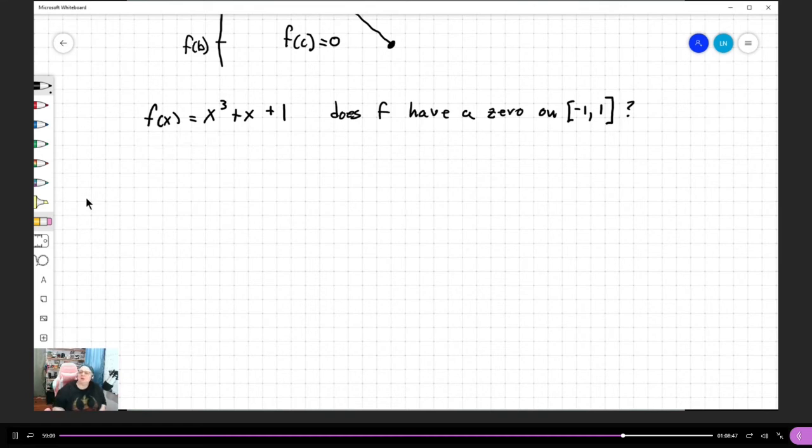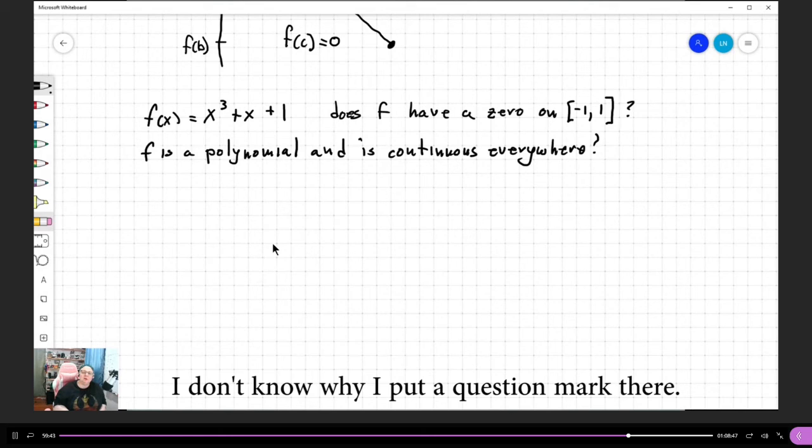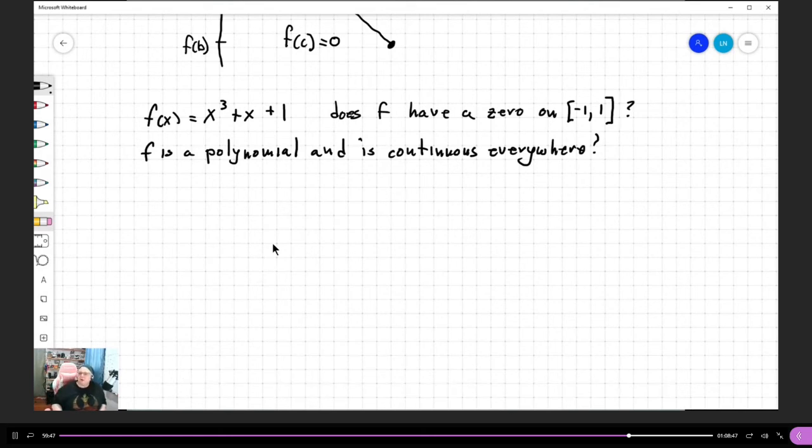Does this cross the x-axis between -1 and 1? Well, the first thing I need to know is that f is continuous. f is a polynomial and is continuous everywhere. That's one of the properties of continuous functions: polynomials are continuous everywhere. So I know I have a continuous function. Now the only other thing I need to show is that one end of this interval is positive and the other end is negative. I don't care which is which. I just have to know that the function changes signs somewhere in that interval.